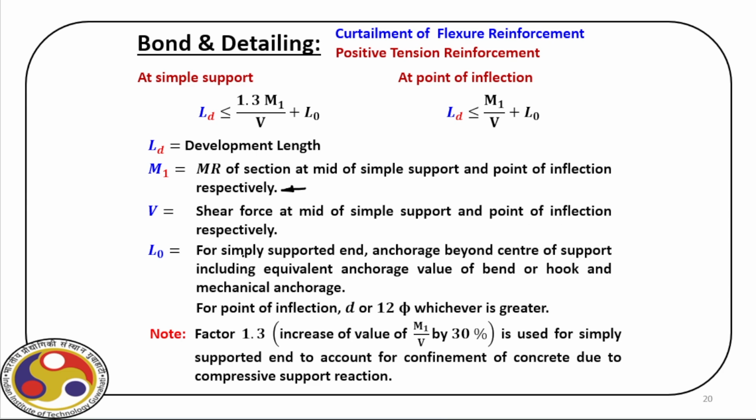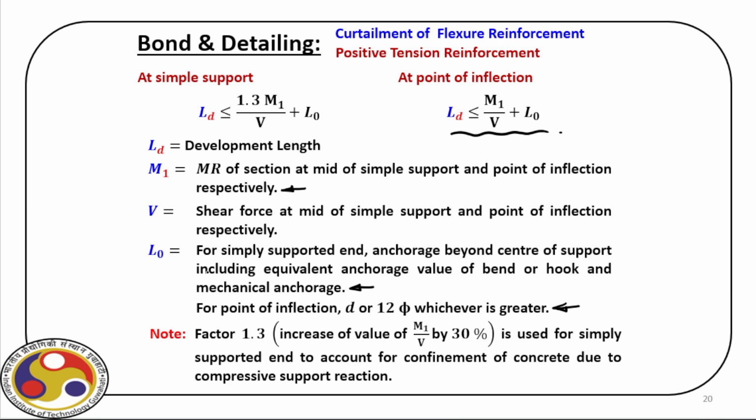And L0, for a simply supported end, is the anchorage beyond the center of the support, including the equivalent anchorage value of bend or hook and mechanical anchorage, right? For point of inflection, it is D or 12 phi, whichever is greater. I have already explained this with a diagram. So for the point of inflection, LD is less than or equal to M1 by V plus L0. Okay.